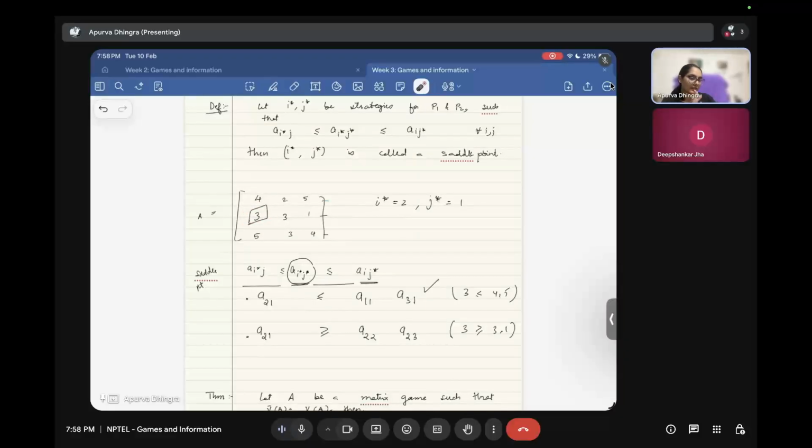Now, make sure you understand this much. At no place are we saying that a security strategy would always satisfy the saddle point property, because the saddle point property is something that is related to the behavior of the utility for both the agents. It's not just one.